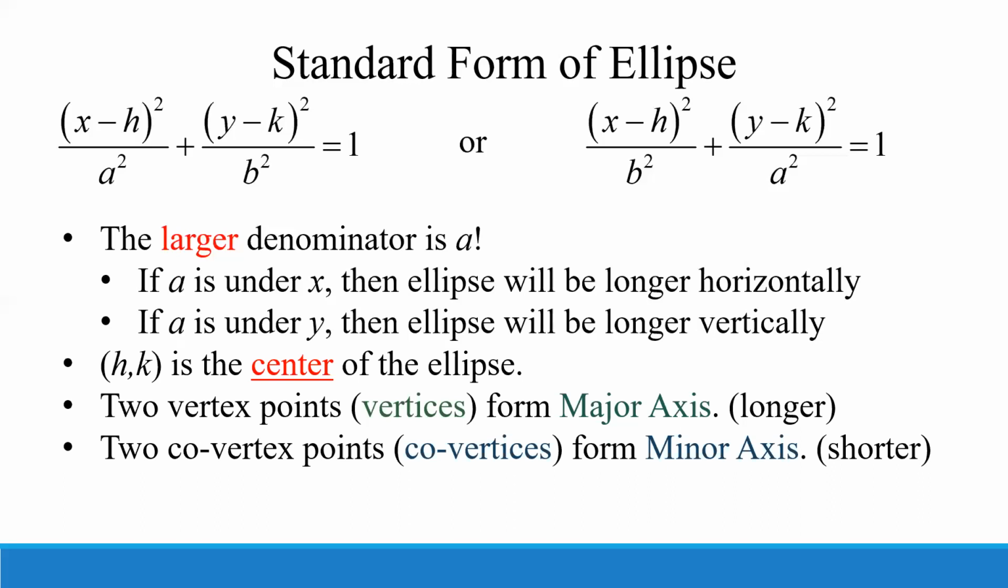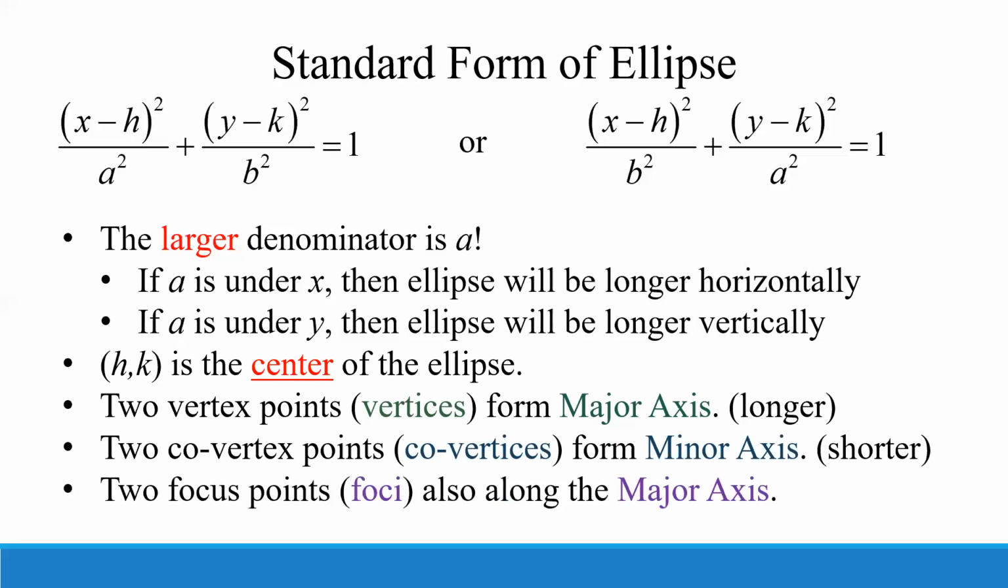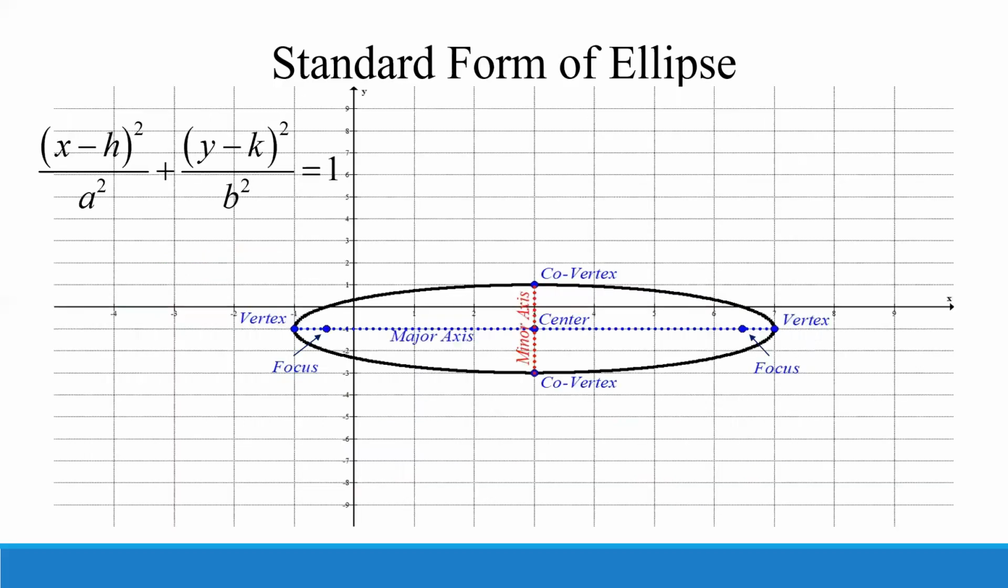And then the last two points we need to find are called the focus points, or foci. And those are also going to be placed along the major axis, that long axis, okay? So there's basically going to be seven points we have to find: two vertices, two co-vertices, two foci, and then the center. But once you find the center, the other ones all radiate out from that center point, okay? This is kind of what it looks like.